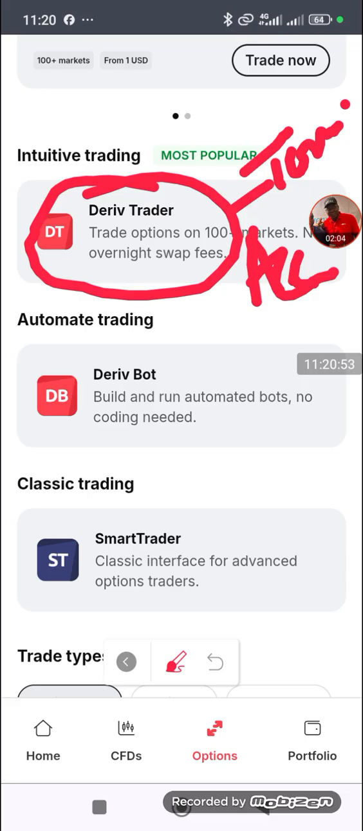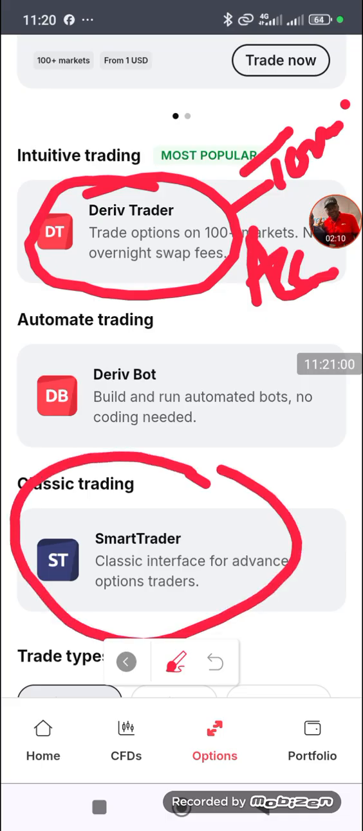But because this Deriv Trader is new, the most classic one is this Smart Trader, where everything used to be. So I still like the old platform. This is my number one. I still like the Smart Trader.